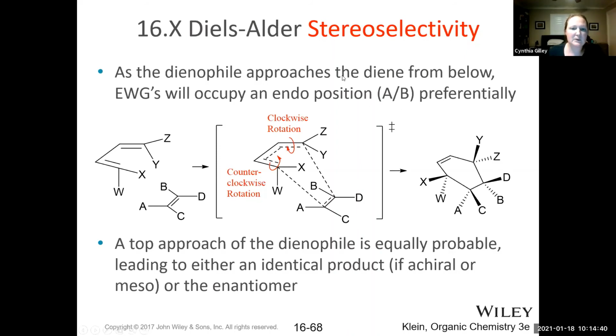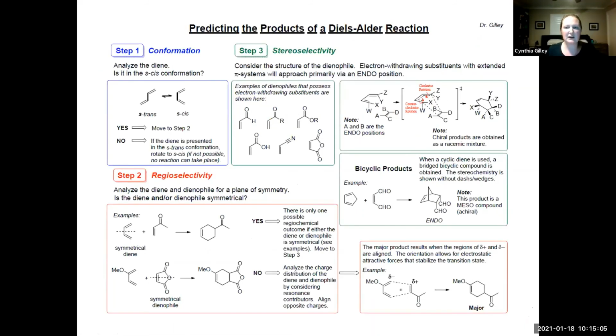Of course, the electron withdrawing group prefers an endo position, and that will lead to it being in either position A or B. So as it approaches from the bottom, the entire dienophile rotates in a counterclockwise direction, and A and B, which were the endo positions, end up down. C and D, which are the exo positions, end up up. So I know that's a lot of information, so we're going to go through that again a little bit more slowly with a specific example.